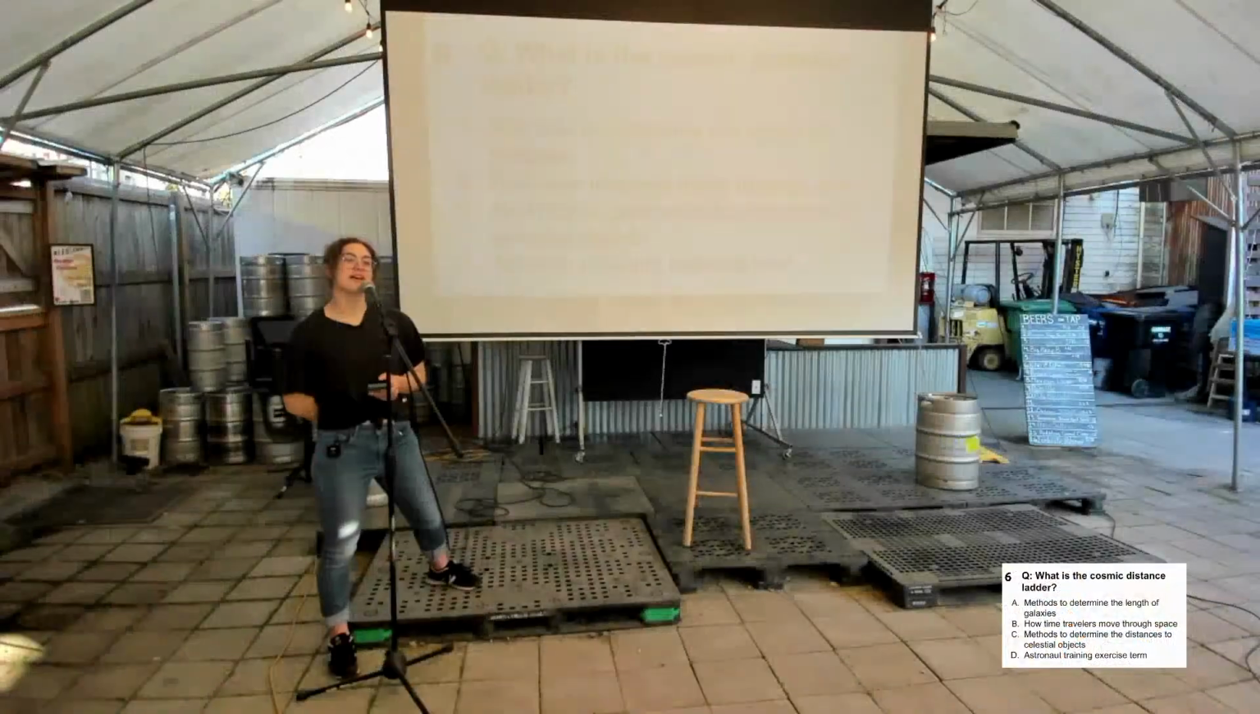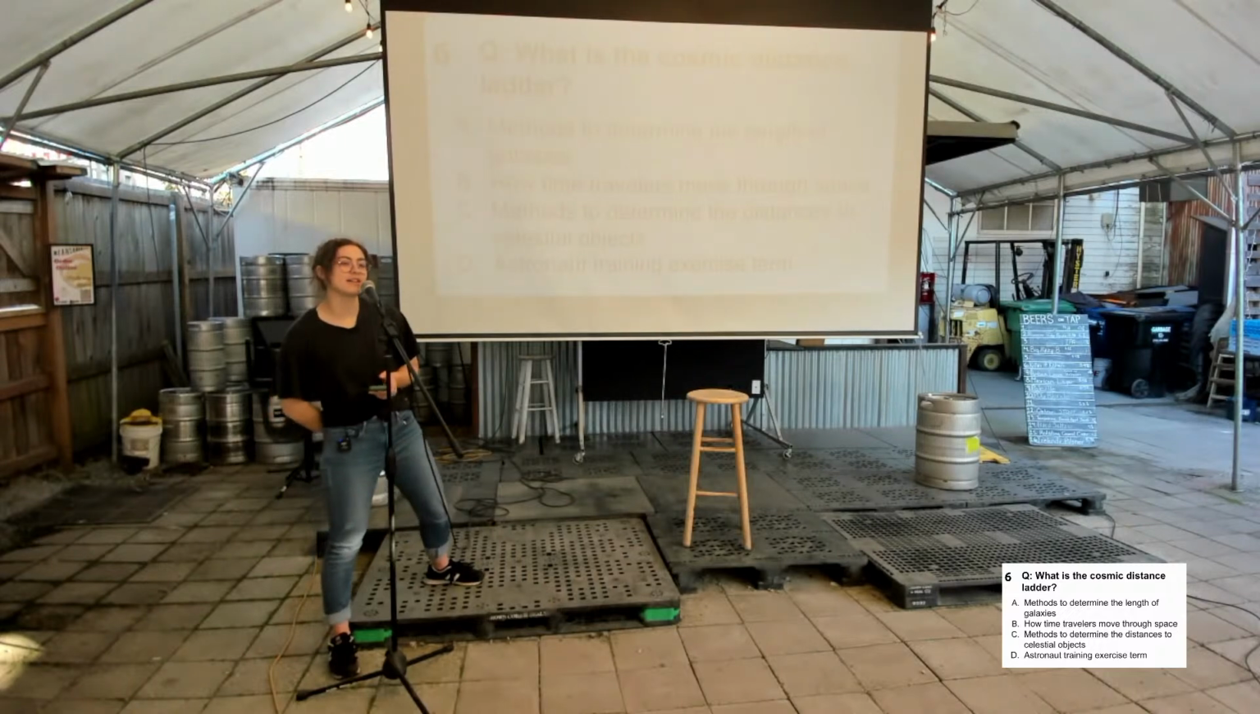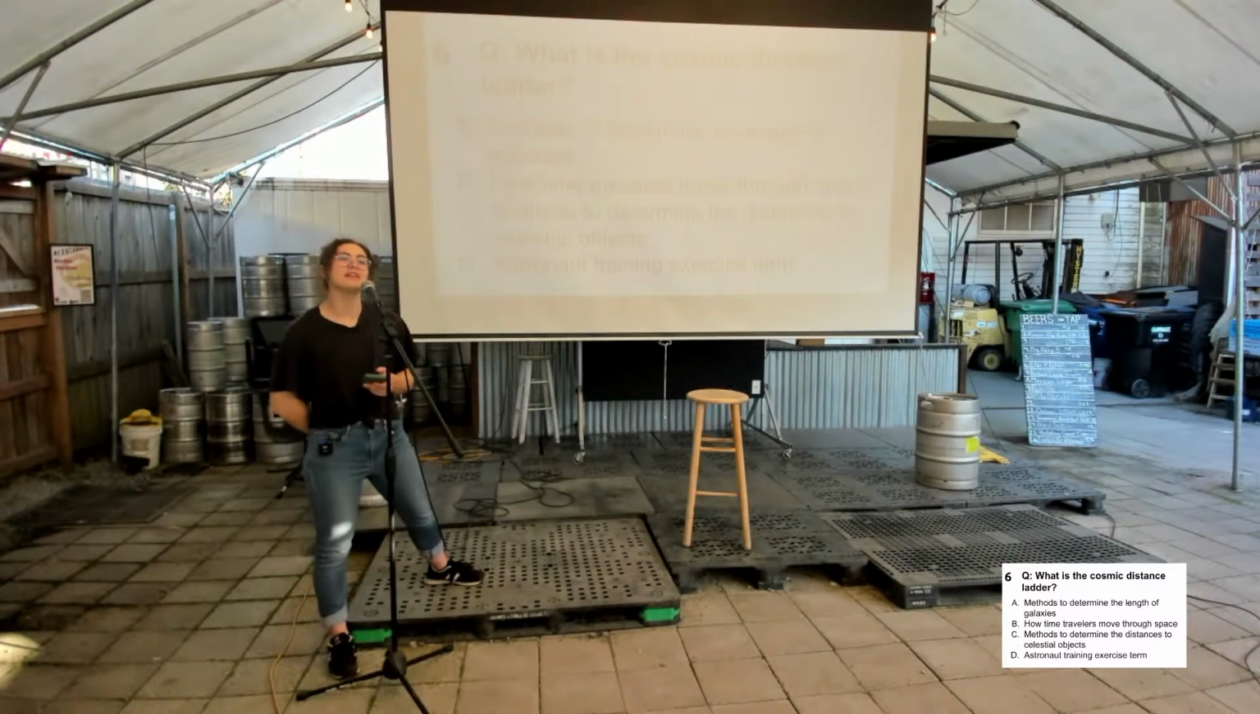Okay, question 6. What is the cosmic distance ladder? A, methods to determine the length of galaxies. B, how time travelers move through space. C, methods to determine the distances to celestial objects. Or D, an astronaut training exercise term.